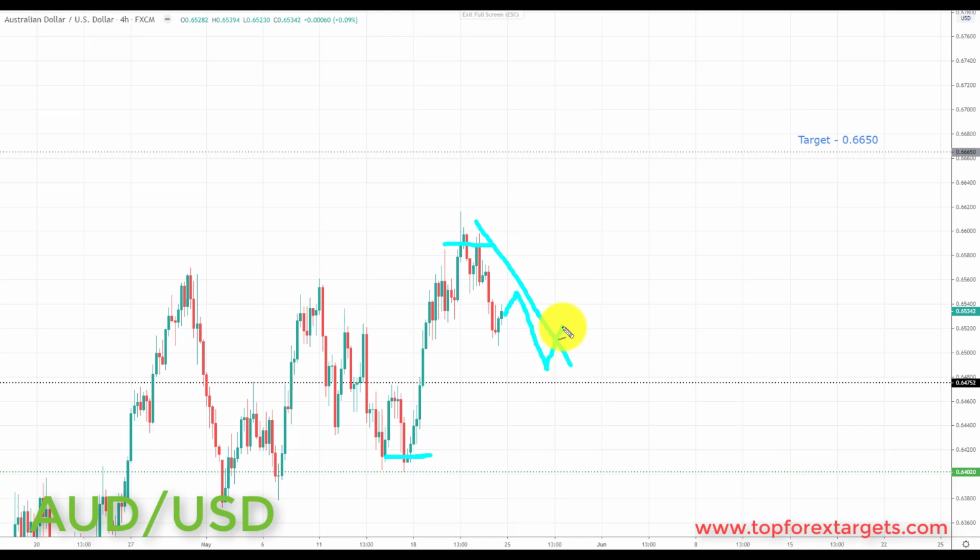And if we get the right kind of bullish setups in this market, we're going to be looking at initiating longs up towards the next key area of resistance to the upside and the target set at 0.6650.